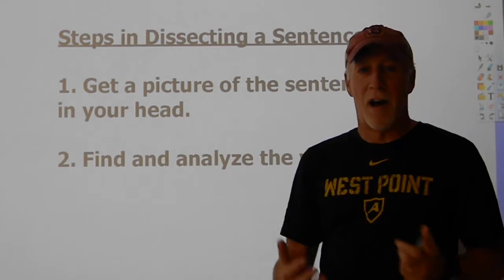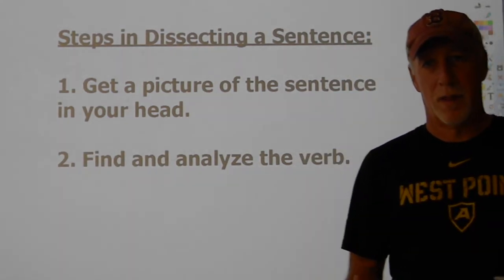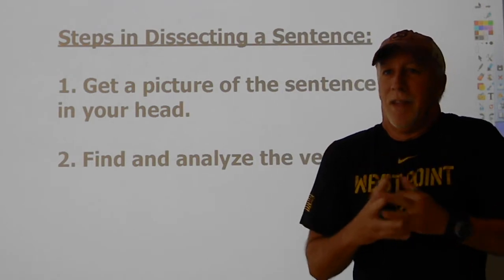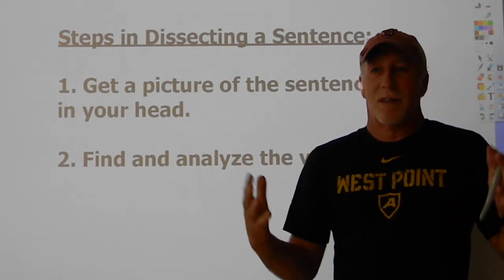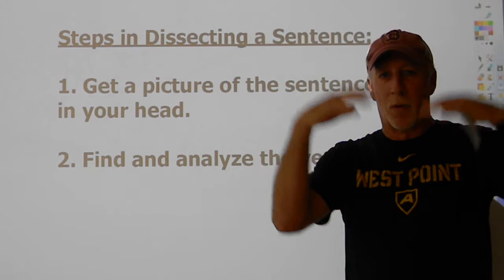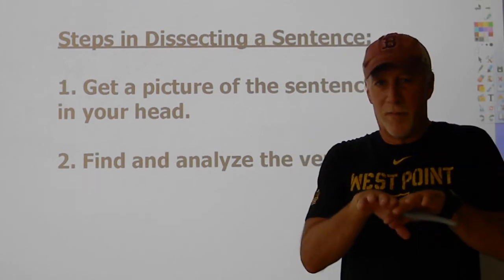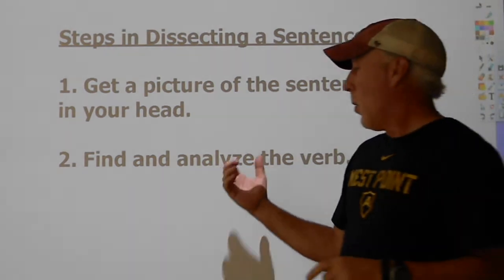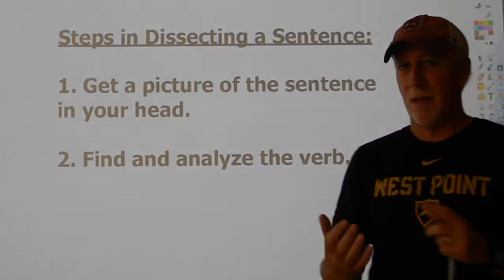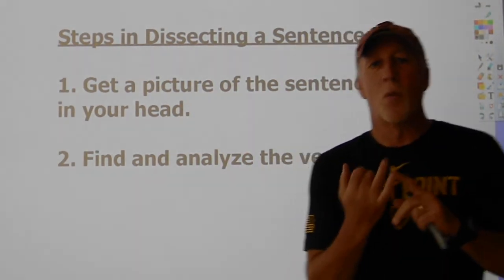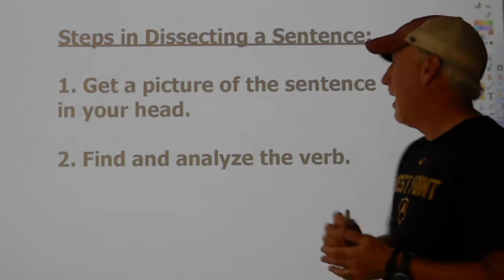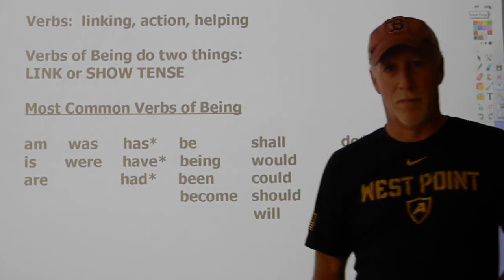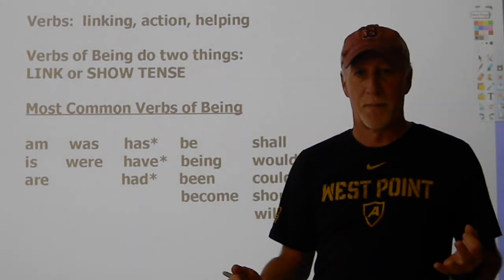Number two, find and analyze the verb. If you can't do this, then, as I said in the previous lesson, that house of grammar is going to collapse on you. Okay, this is the foundation, all right? And it's find and analyze the verb. What do I mean by analyze? You're going to tell me what kind of verb it is. Is it a helping verb, a linking verb, or an action verb? Those are the three types of verbs. Okay?